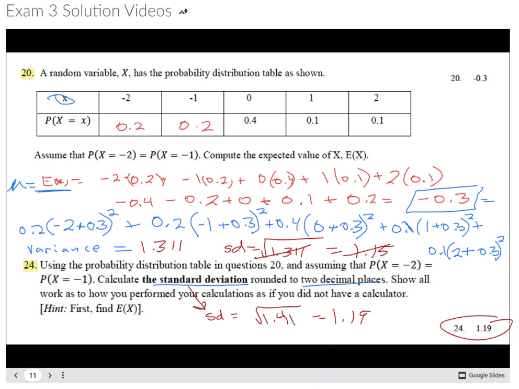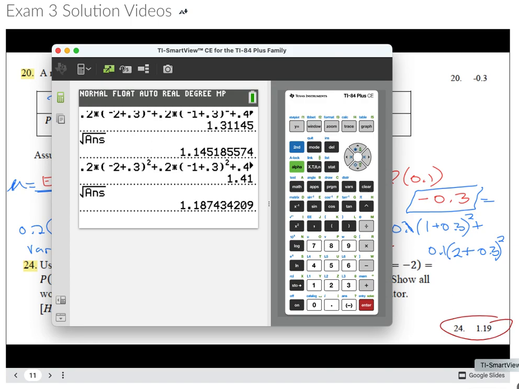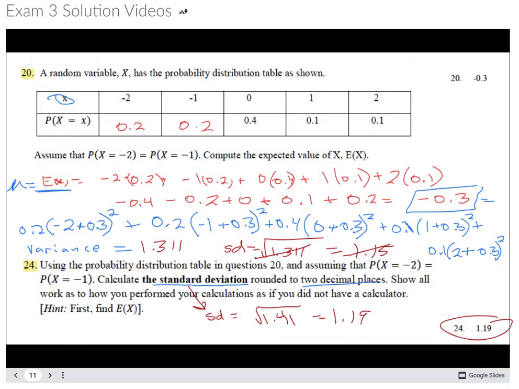Square root of 1.41, which gave us 1.19 rounded. I think I got 1.41. Let's do a double check. Yeah, 1.41. Take its square root. Okay, and so that does check out. Our process was correct, but in executing it in the calculator there could just be so many places to go wrong. So check those things too.